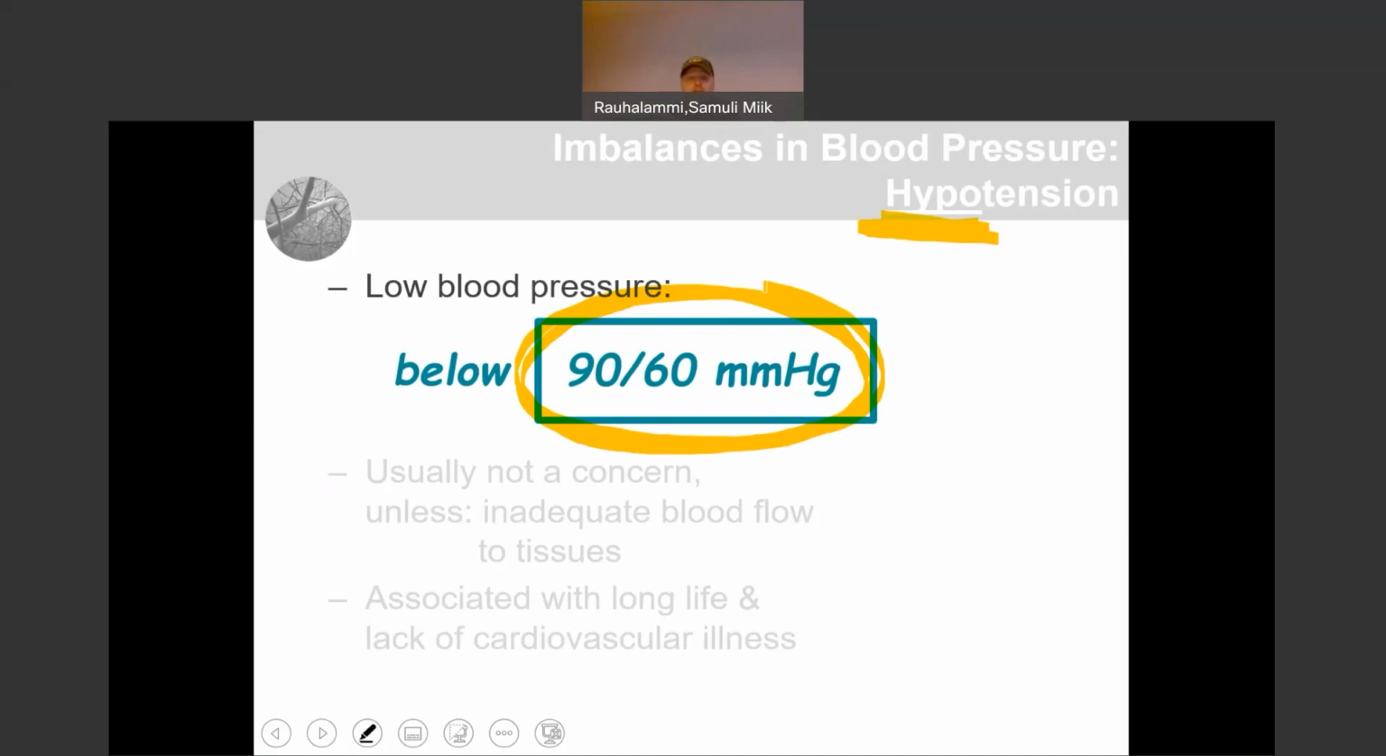Some research, and this is just early research, we don't have definite facts, has indicated that it might even be beneficial. This is associated sometimes with a little bit longer life expectancy and less cardiac illnesses. There are subtypes for hypotension, so let's have a look at those.